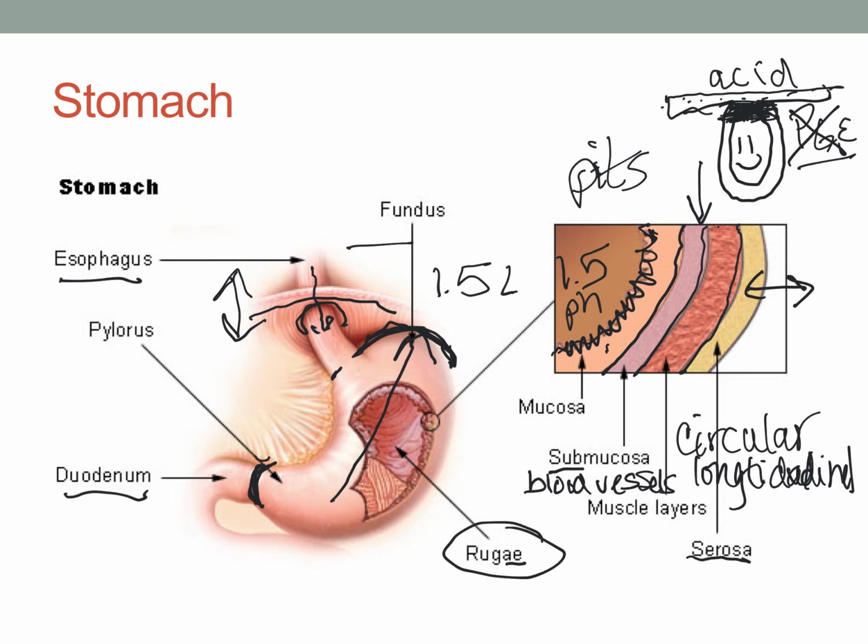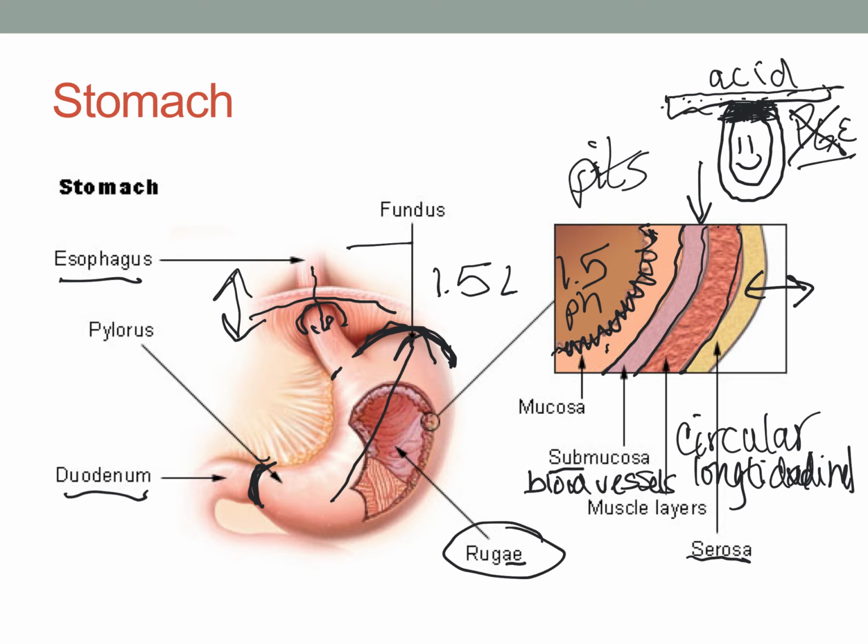That's what rugae allow the stomach to do. They allow the stomach to stretch and fill to its maximum filling capacity without changing the pressure. The bladder also has rugae, so it can fill to its full capacity without having pressure changes, and the uterus can do that as well. So everybody should have two organs with rugae, and some people have three. So the average person has 2.5 organs with rugae.